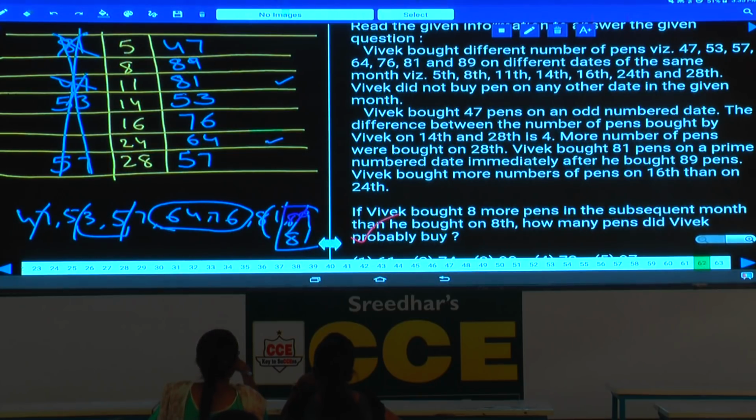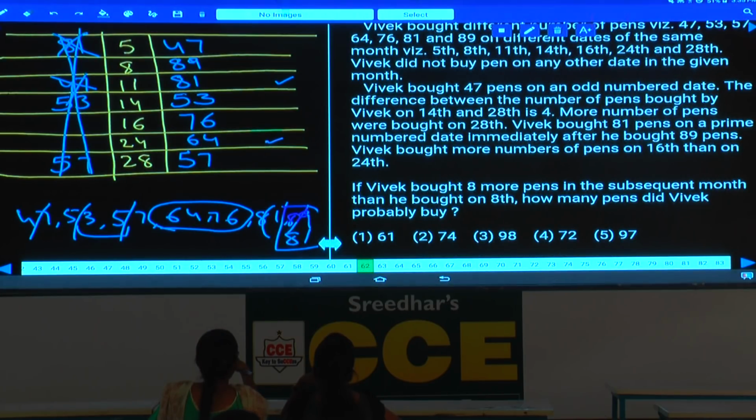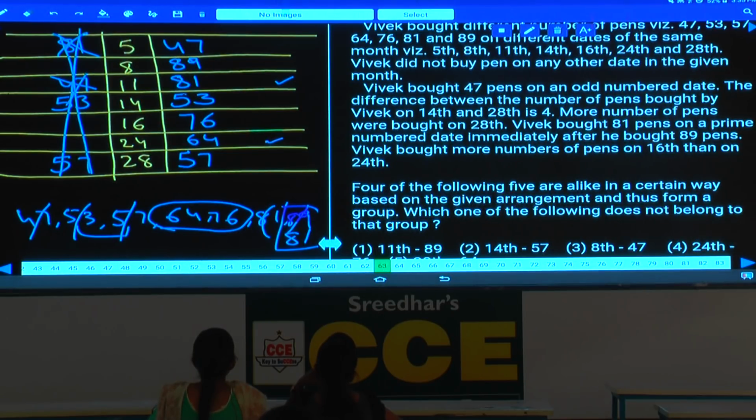Question number 62, if Vivek bought 8 more pens in the subsequent month than he bought on 8th. Now, 8 more pens than on 8th. On 8th he bought 89. 89 plus 8 is how much? 97. How many pens did Vivek probably buy? 97. Then question number 63.